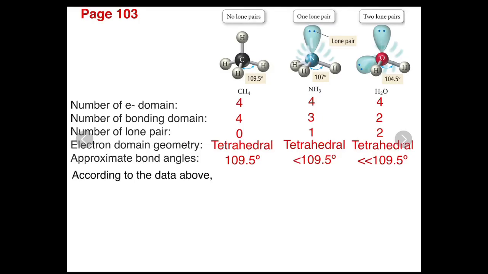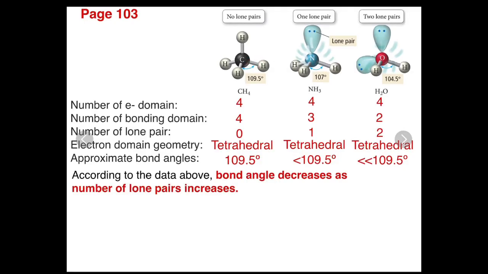So what is it then? According to the data above, we can conclude that bond angle decreases as the number of lone pairs increases. Whenever you introduce lone pair into the molecule, you are going to observe a decrease of the bond angle. The bond angle between two bonds will get closer to each other because lone pair is going to push them closer.